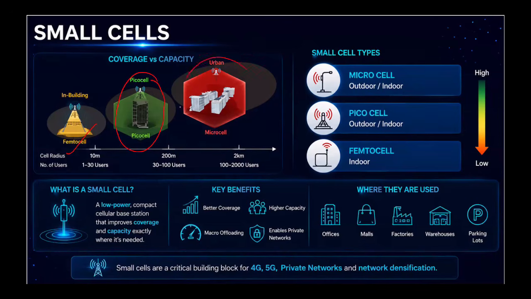Then we have the microcell. This is generally a high power small cell solution with a large coverage area. So it is commonly used outdoors in urban areas, campuses, industrial environments, all these things, right? So you can see that the power of microcell is highest and femtocell is the least.